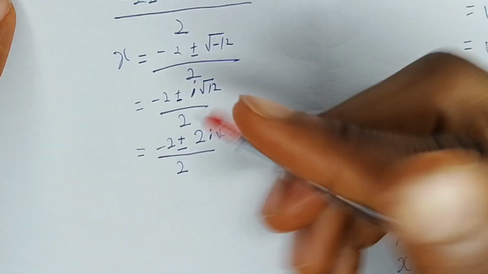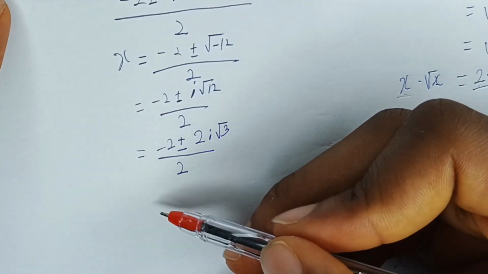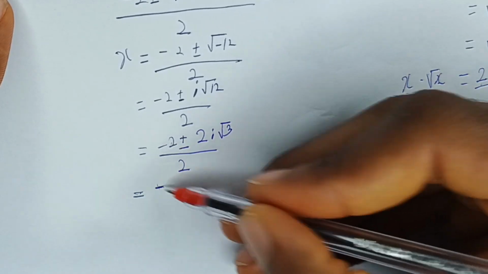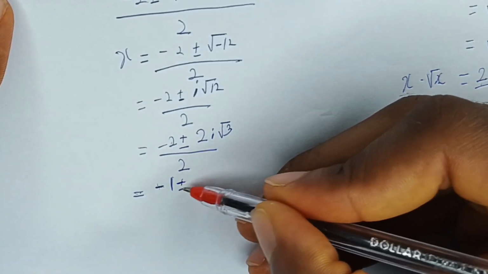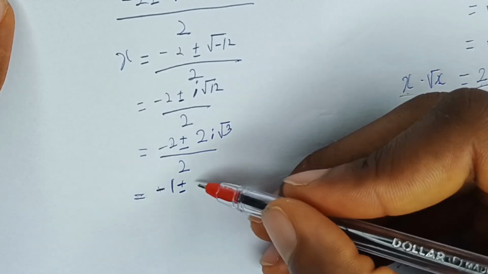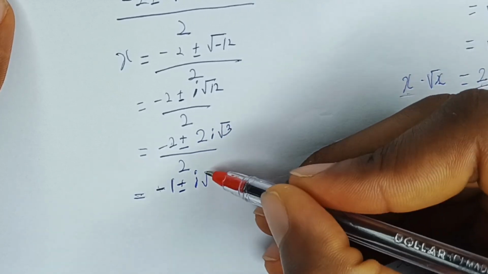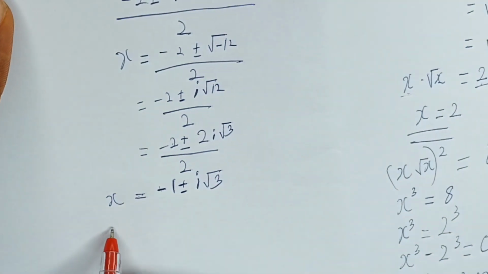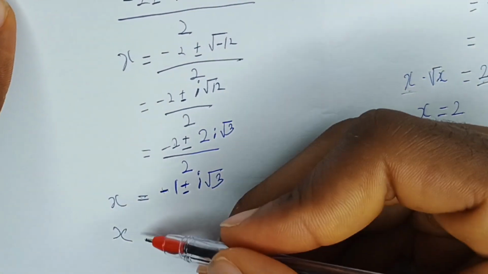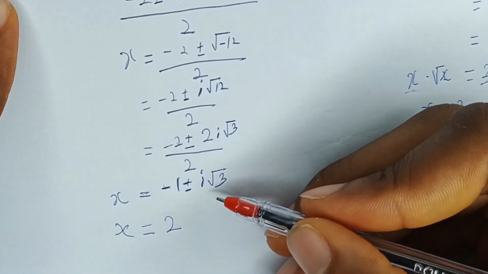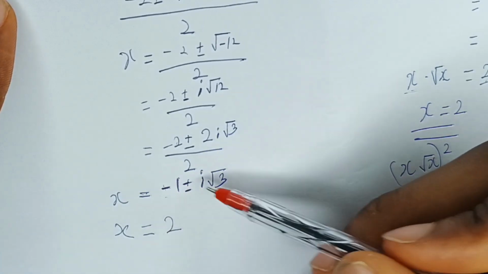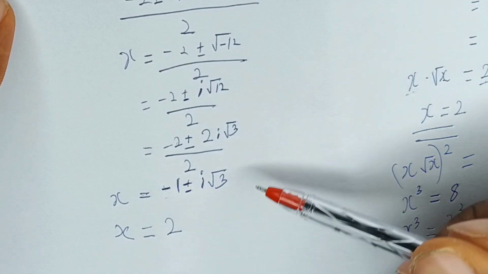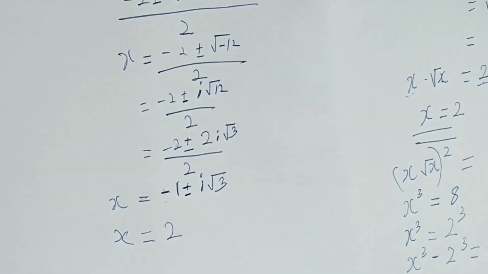So from here you can take 2 to give you minus 1 plus or minus, 2 into 2 is also 1, so you have i root 3 to be equal to x. So invariably it means that either x is equal to 2, or x is equal to minus 1 plus i root 3, or x is equal to minus 1 minus i root 3. So these are the three answers for x.